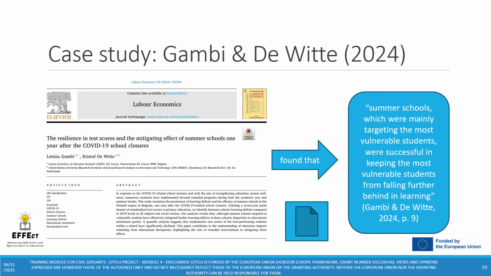This case study is based on the article "The Resilience in Test Scores and the Mitigating Effect of Summer Schools 1 Year After the COVID-19 School Closures," written by Letizia Gambi and Professor De Witte, who found that summer schools, which were mainly targeting the most vulnerable students, were successful in keeping the most vulnerable students from falling further behind in learning.